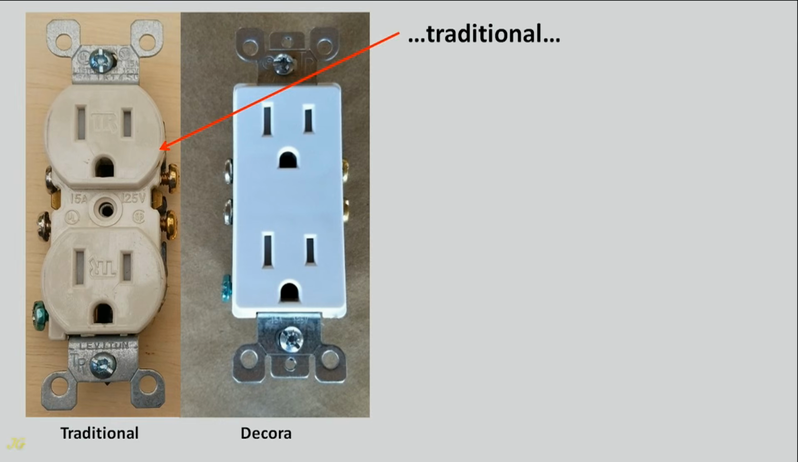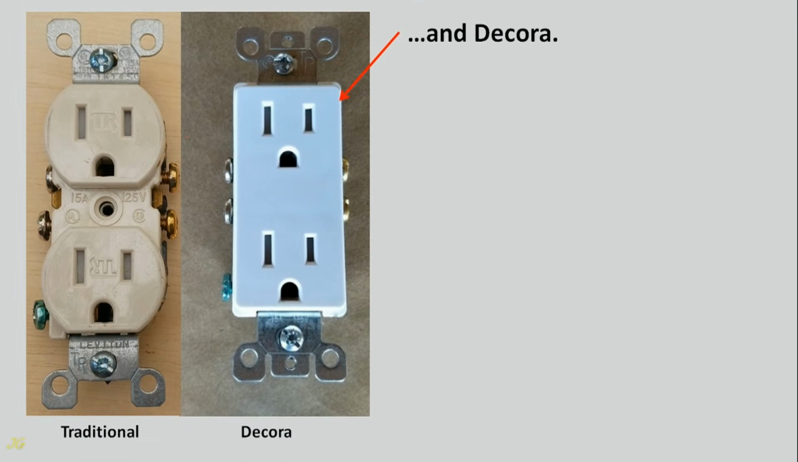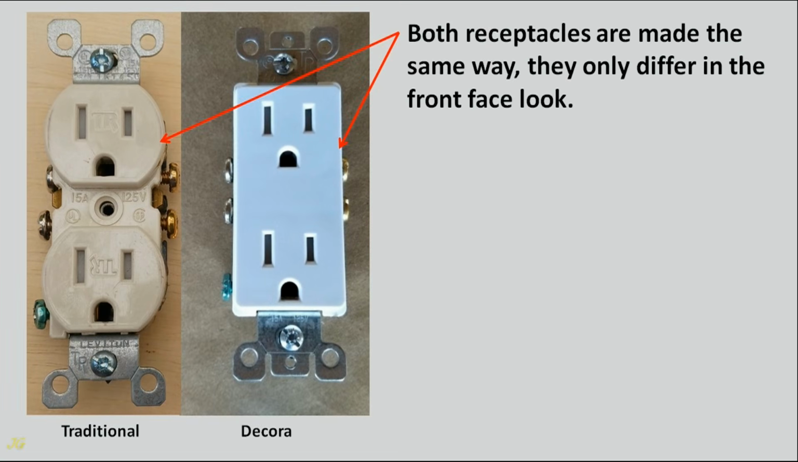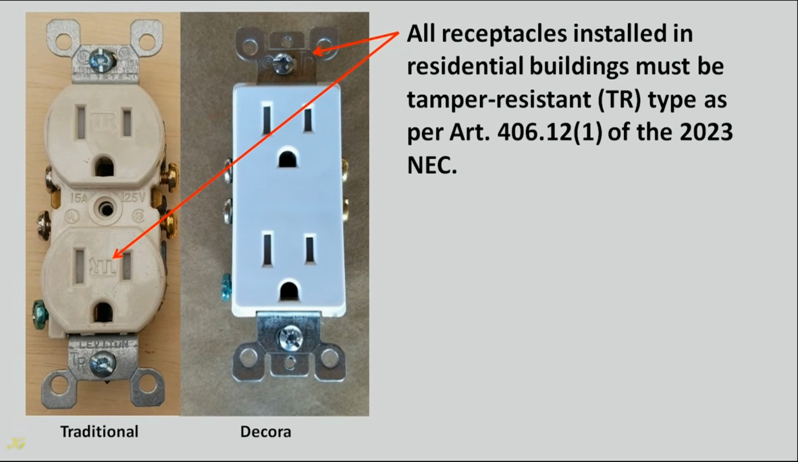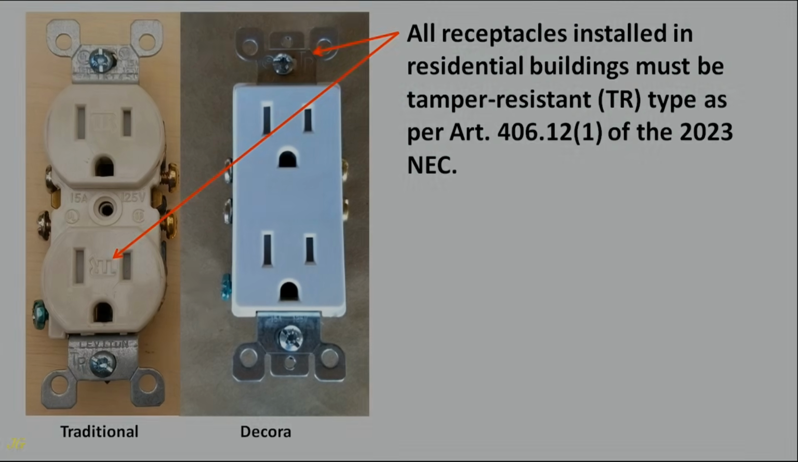traditional and decora. Both receptacles are made the same way, they only differ in the front face look. All receptacles installed in residential buildings must be tamper-resistant, TR, type, as per Article 406.12(1) of the 2023 NEC.